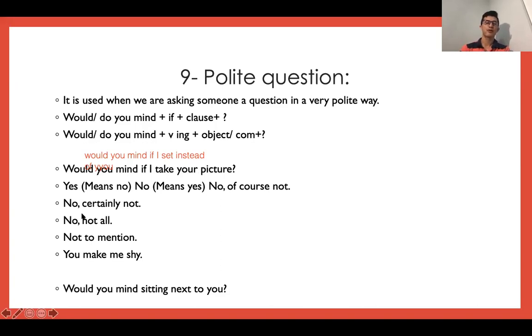So the most important point about the polite question is the answer to it. If you answer yes, it gives no meaning, and if you say no, it means yes. It's the opposite of each other. If you don't have a problem with that question, or you agree with it, you can use these phrases here. You can say no, no, of course not. Or you can say no, certainly not. You can say no, not at all.